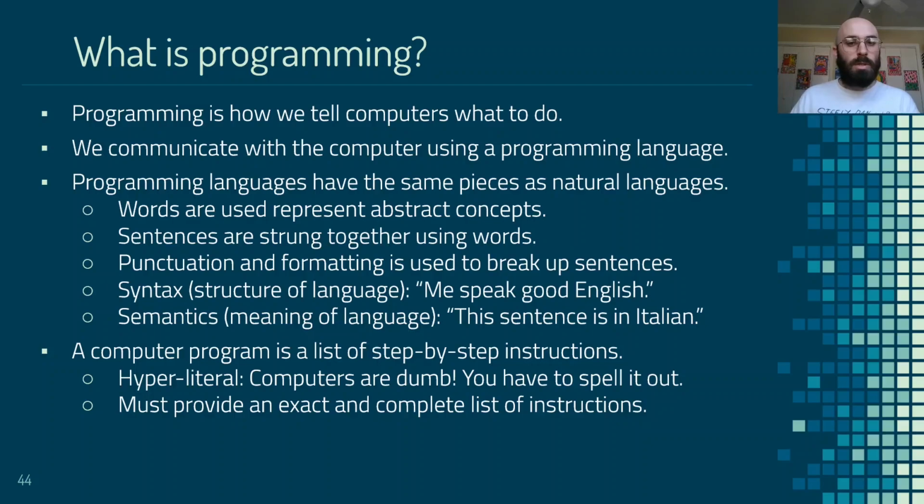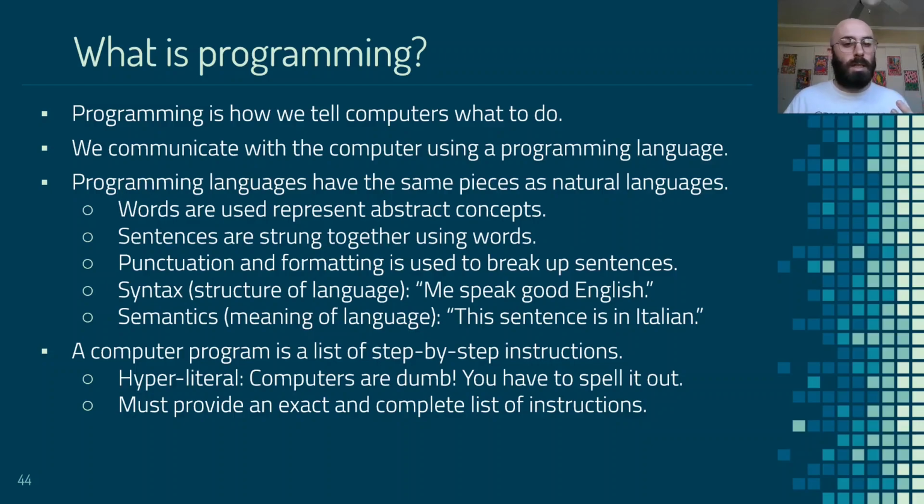Programming languages have a lot of the same pieces as natural languages, right? There are words used to represent abstract concepts. There's somewhat an idea of sentences, in that we string together multiple words to create complete statements. We use punctuation and formatting to break up these sentences and show some forms of paragraphs, you can think about. And we also have syntax and semantics.